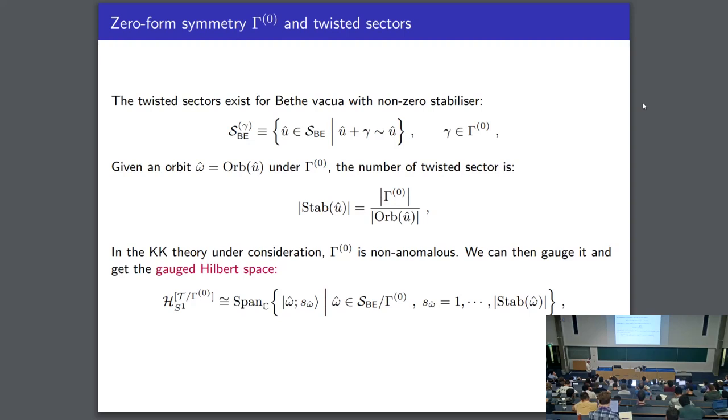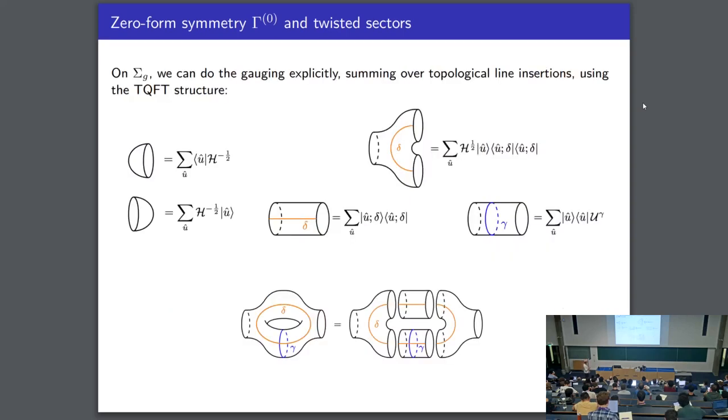In particular, you will end up with a gauged Hilbert space, which is indexed by orbits under gamma zero and twisted sectors indexed by the stabilizer. Okay, and then we can also do the gauging in terms of the path integral, with the explicit insertion of lines if I want to. That is just, again, a pretty straightforward TQFT computation. You just need to insert topological lines everywhere and understand how the insertion of the line gives you some operation on the TQFT. This is the kind of TQFT computation you would do in 2D.